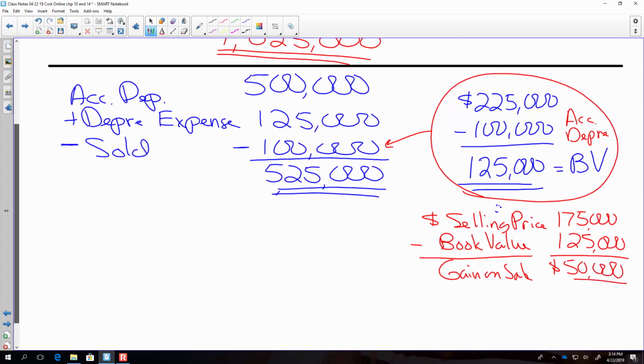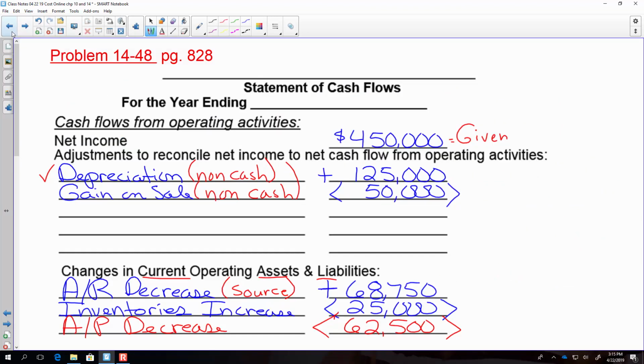They're not always going to give you the gain. They're not always going to give you maybe the book value. Each problem is going to be different for you. You just have to know, how do I get book value? How do I compute gain or loss? Using the information that the problem gives you. So that is probably the most complicated area on these cash flow problems.